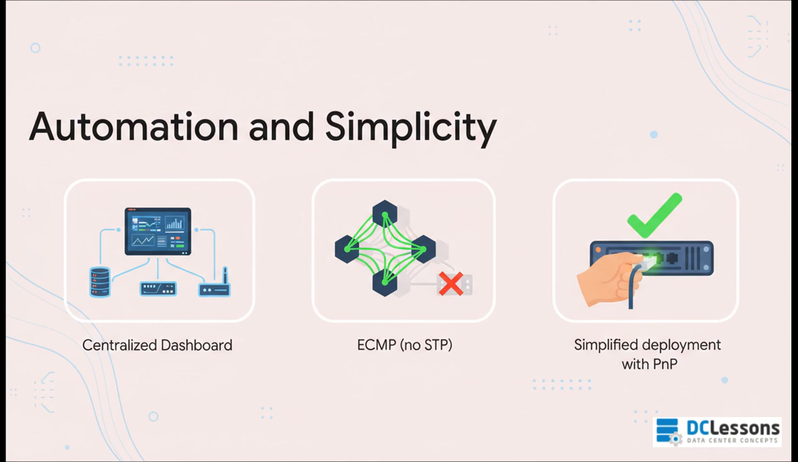Deploying new gear is transformed with plug and play, or PnP. A new switch can be shipped to a remote office, plugged in by someone who isn't even a tech, and it automatically finds the DNA Center and downloads its entire configuration. That just slashes operational costs and deployment times.